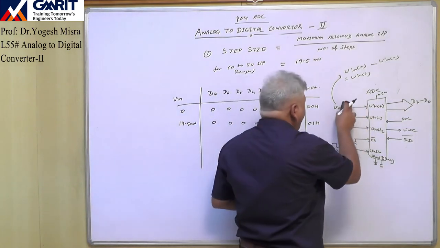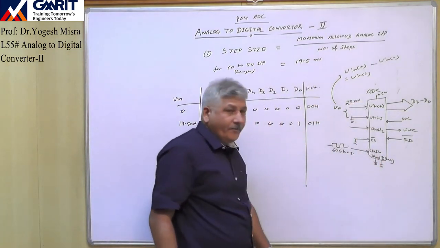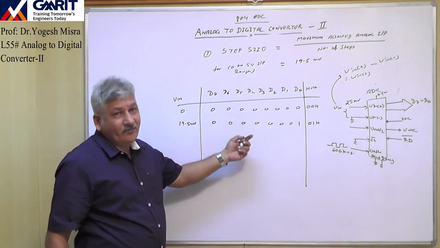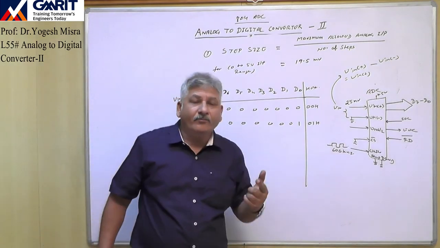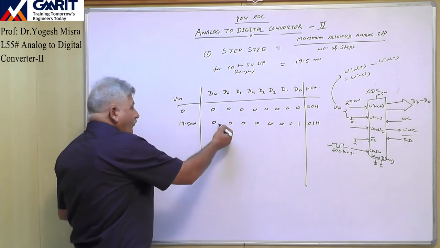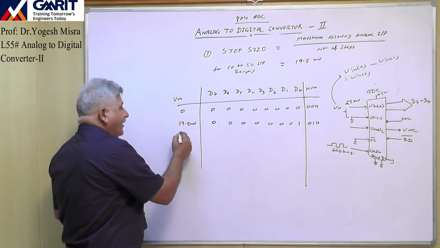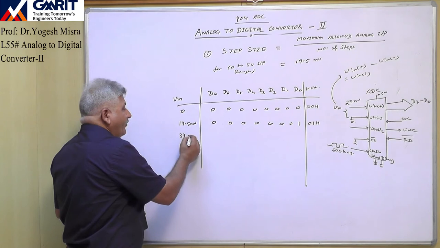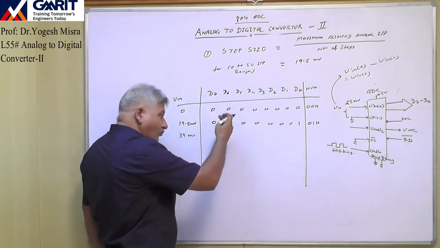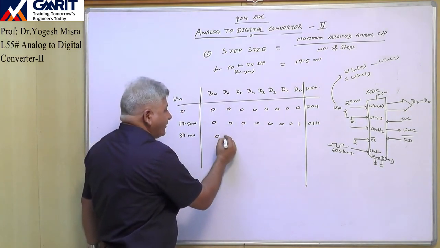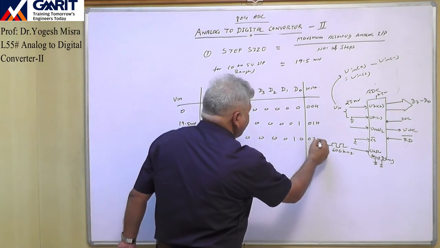Now from 19.5 millivolt, suppose the input is raised to 25 millivolt. Now the output will not change from this state to the next state, because in this range a multiple of 19.5 millivolt is required. So to go from this state to the next state, we require 39 millivolt. If we apply 39 millivolt here, then the output goes to the next consecutive state. That is 00000010, which is 02H.